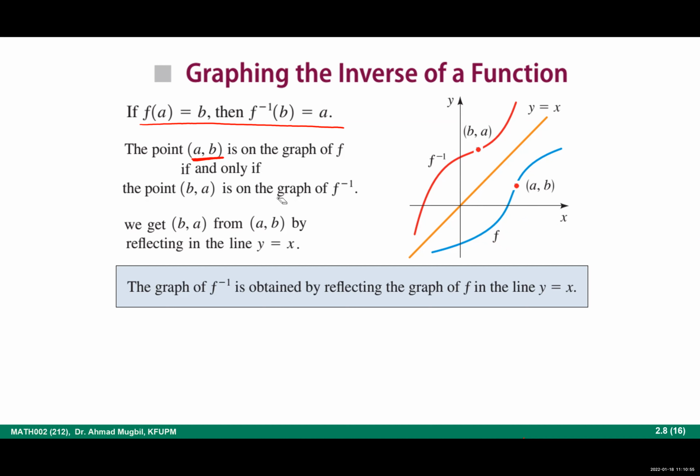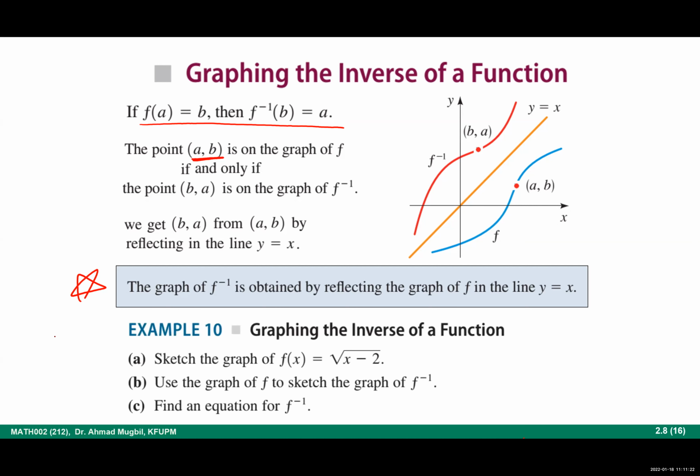So just reflect: if you have the graph of f or the graph of the inverse and you want the other graph, just reflect it in the line y equals x. This is a very interesting fact, very useful for you if you can use it. The graph of the inverse is obtained by reflecting the graph of the function in the line y equals x, and the graph of the function is obtained from the graph of the inverse in the same way. Let's apply this with this example.